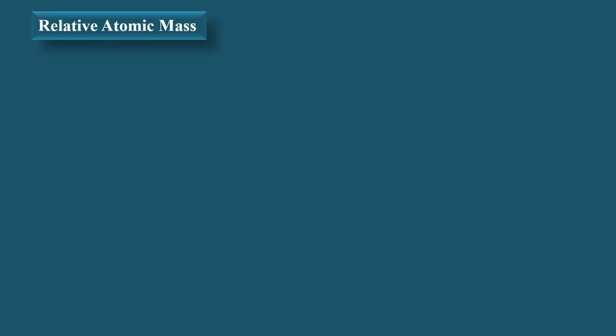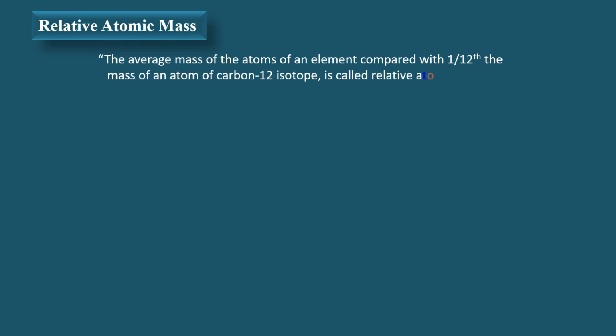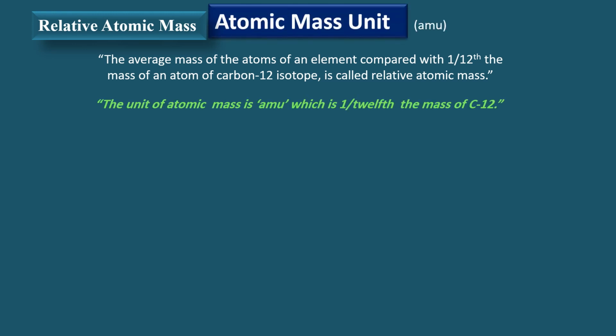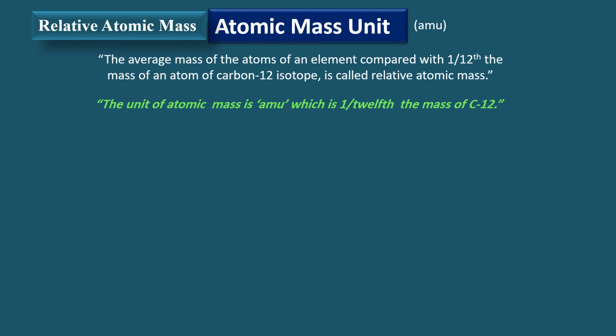Relative atomic mass can also be defined as follows. The average mass of the atoms of an element compared with 1/12 the mass of an atom of carbon-12 isotope is called relative atomic mass. The unit of atomic mass is atomic mass unit, abbreviated as AMU, which is 1/12 the mass of carbon-12.